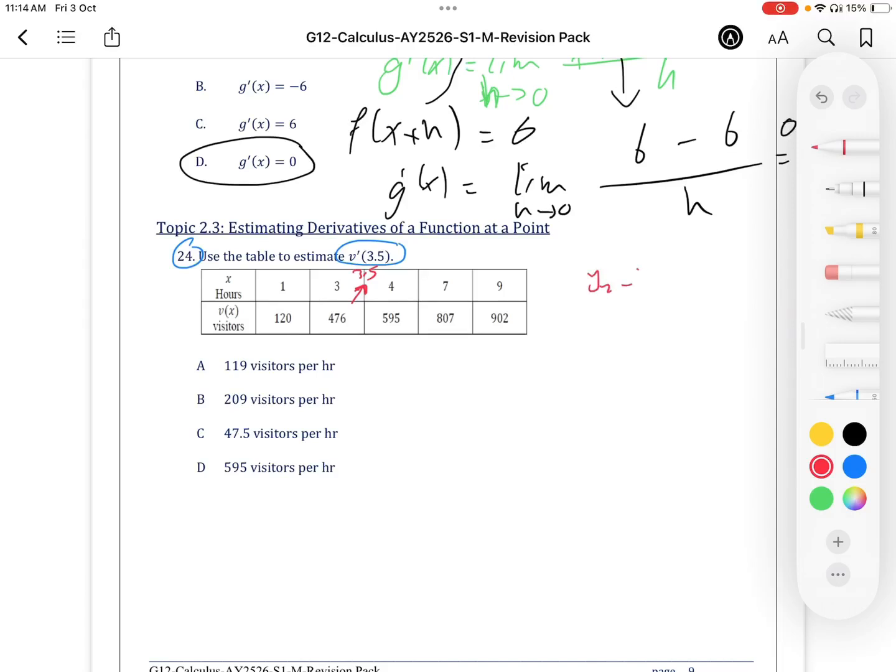So y2 minus y1 divided by x2 minus x1, or f of b minus f of a over b minus a, the same. So we're going to have this is y and this is x. So 595 minus 476 divided by 4 minus 3, which is 119.